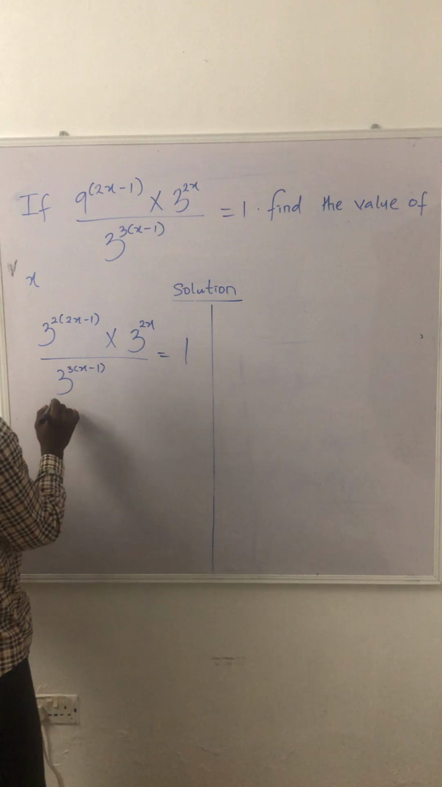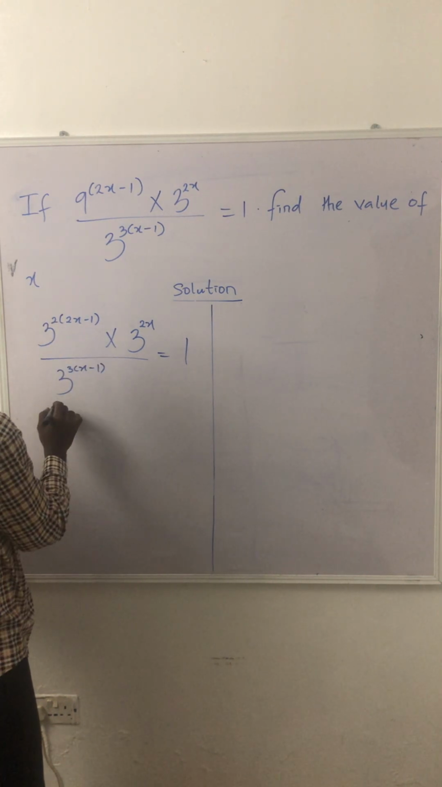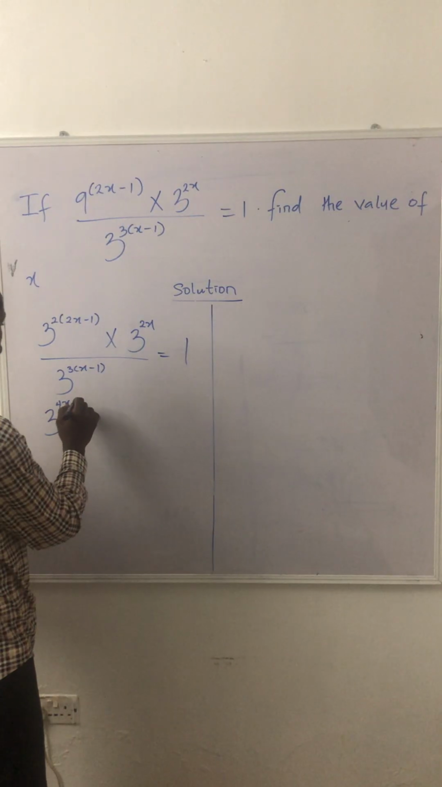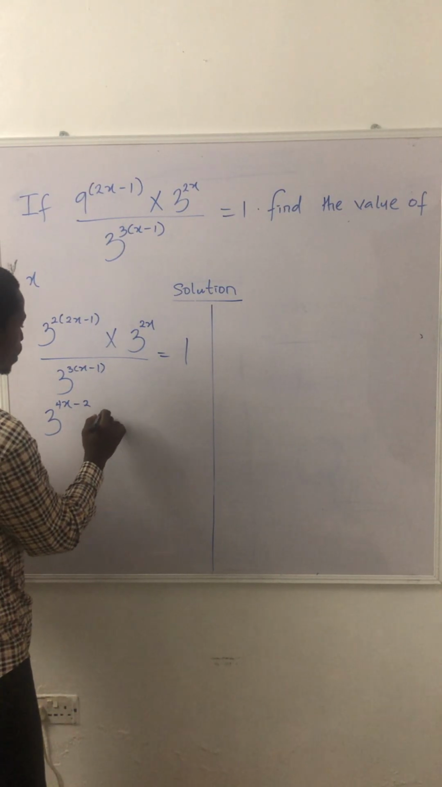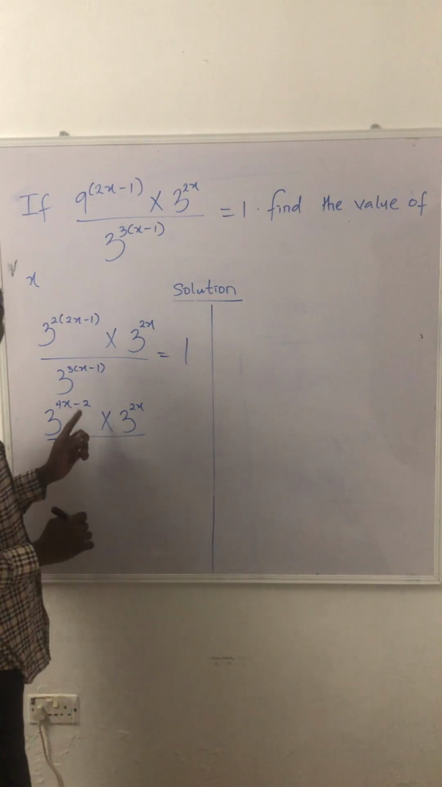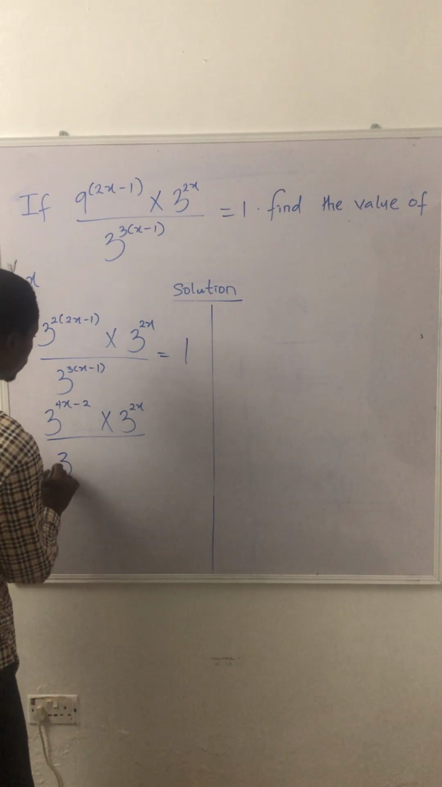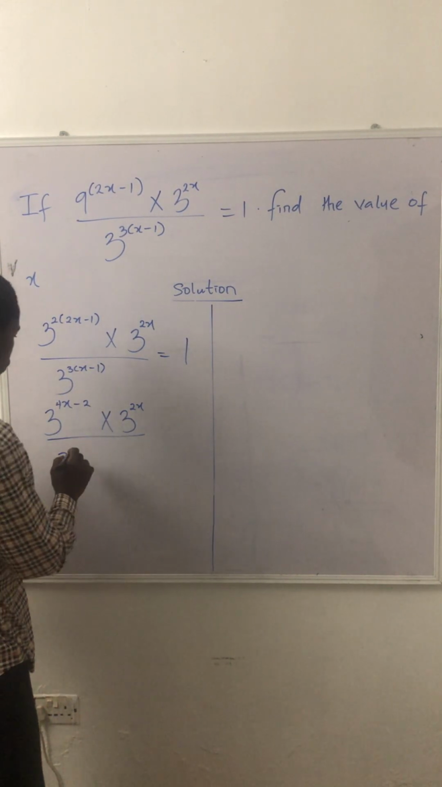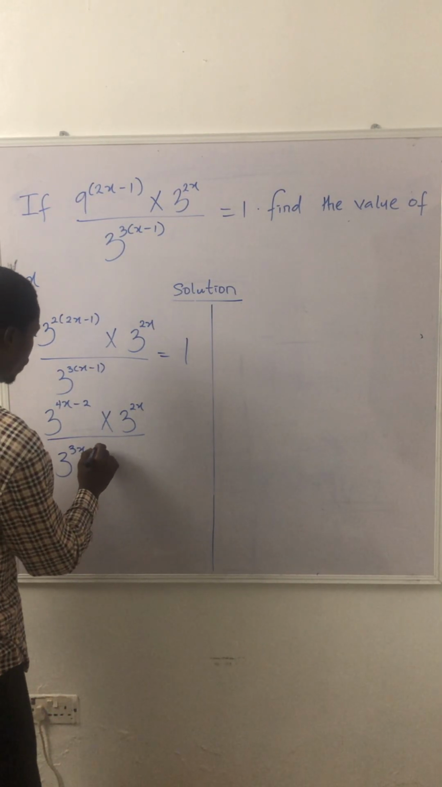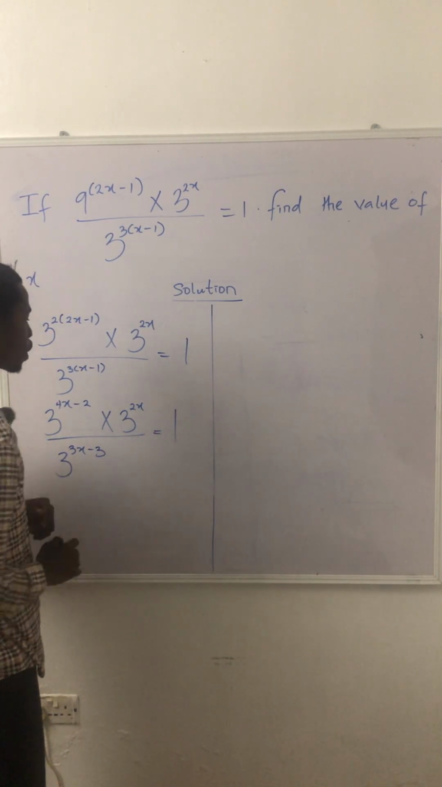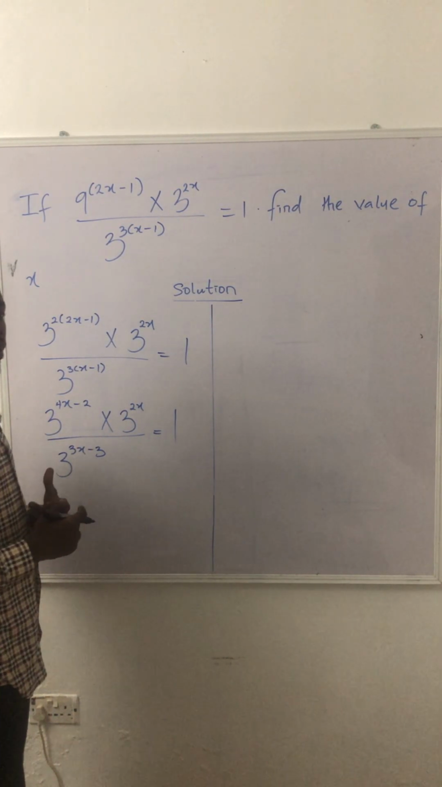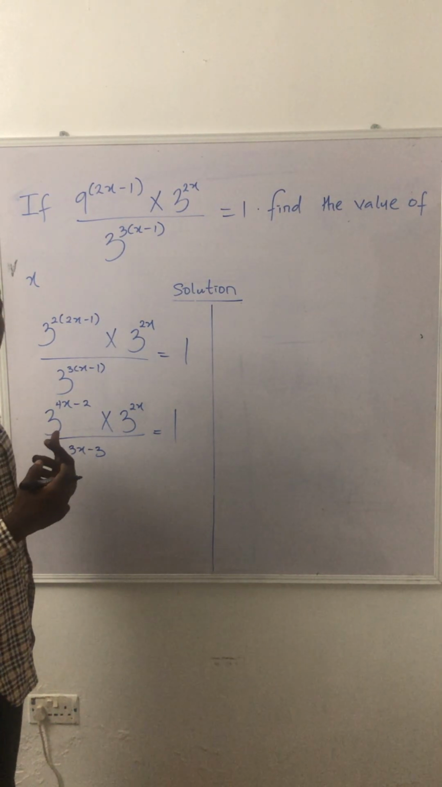So we can have 3 raised to the power 2 times 2x will give us what? 4x. 2 times minus 1 will give us what? Minus 2, times 3 raised to the power what? 2x. Over, let's do this. So we're going to have 3 raised to the power 3 times x gives us what? 3x. 3 times minus 1 gives us what? Minus 3 equals what? 1. So we have all of our numbers in the same base and in the simplified power.